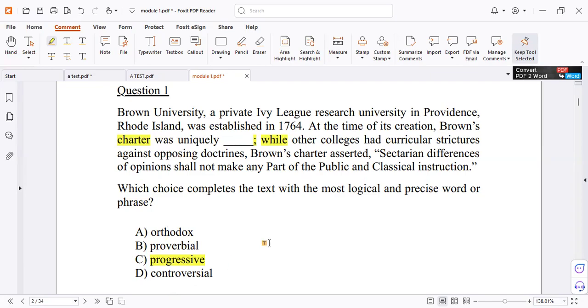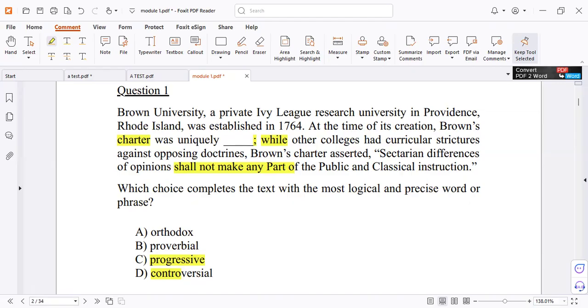Controversial means they disagree about it. But how? Look again. The Brown's charter asserted sectarian differences of opinion shall not make any part. That means there is no disagreement. How? Contra, counter, opposite ideas.